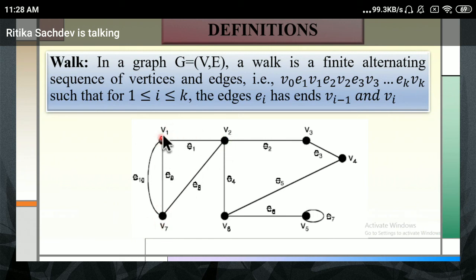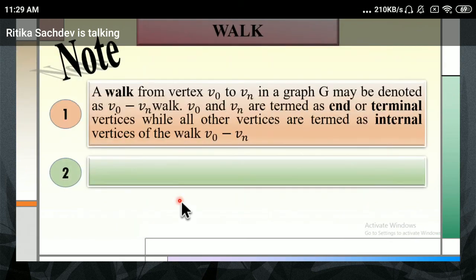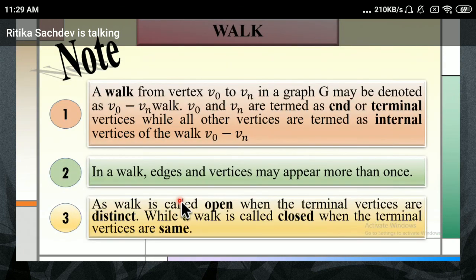But if you are moving from one place to the other, from V1 to V7, and you want to move through V2, so V1, E1, V2, E8, V7, V1 and V7 are not same, hence we call it an open path or open walk. So a walk is open when V0 and Vn are distinct. A walk is called closed when V0 and Vn are same. Please take the screenshot for this note because I'll be requiring it very often.